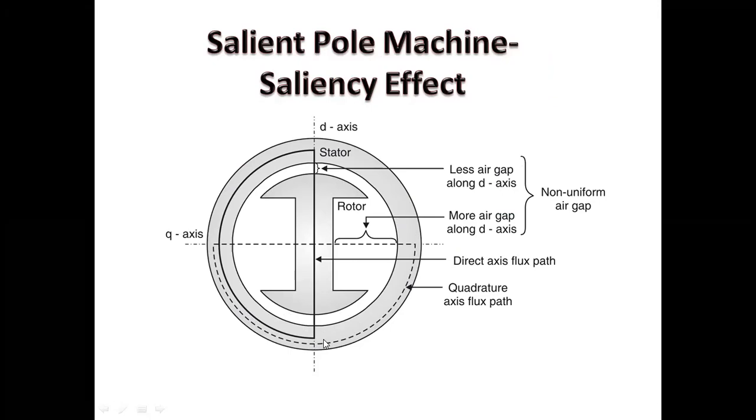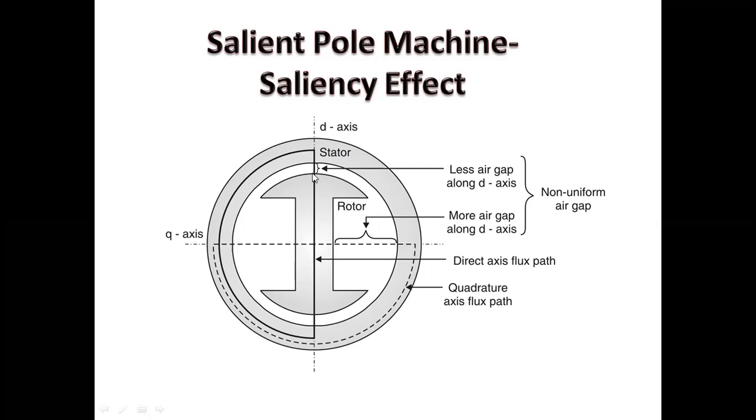This machine and its magnetic circuit can be divided into two parts. One is the axis of symmetry of the field system or rotor pole, that is D axis, direct axis, and at 90 degrees to the direct axis there is the quadrature axis. So this entire machine is divided into two axes, direct axis and quadrature axis.